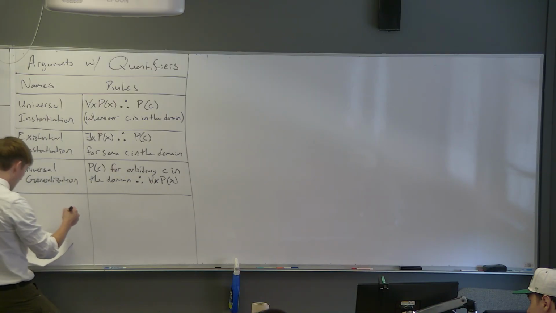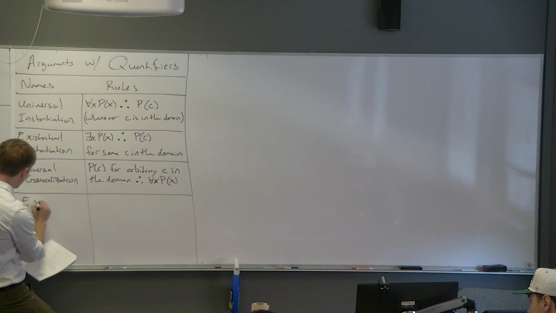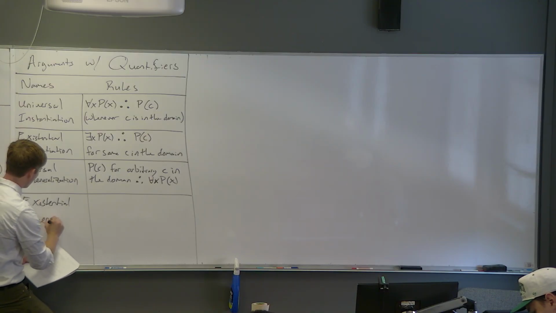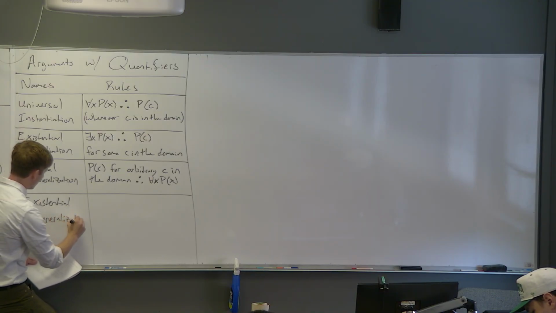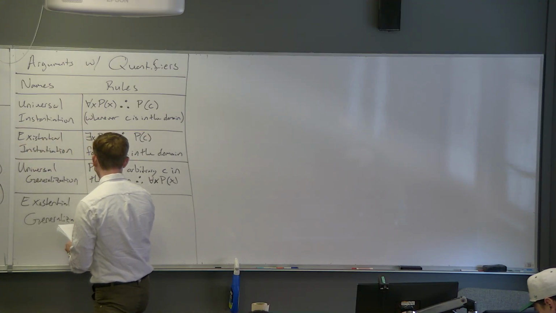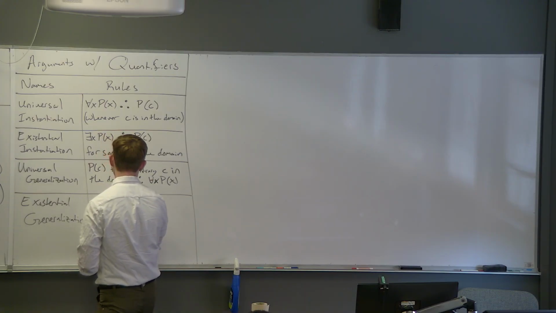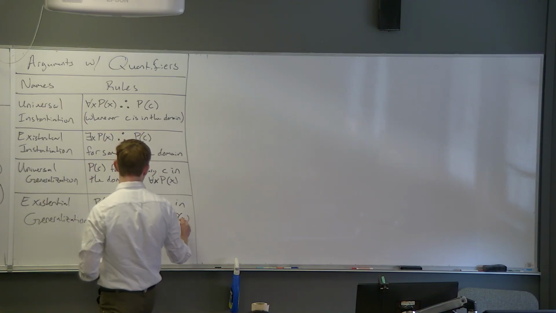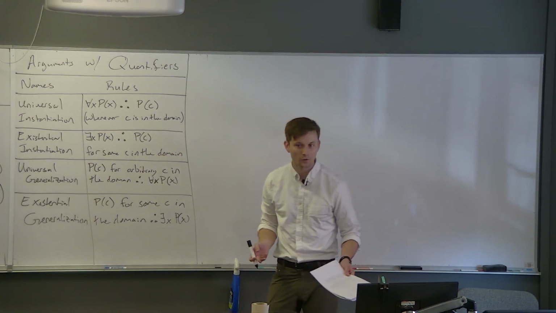Okay, finally we have existential generalization, which says that if P of c is true for some c in the domain, we may conclude that there exists x such that P of x is true. Specifically, the x would be equal to c, right?